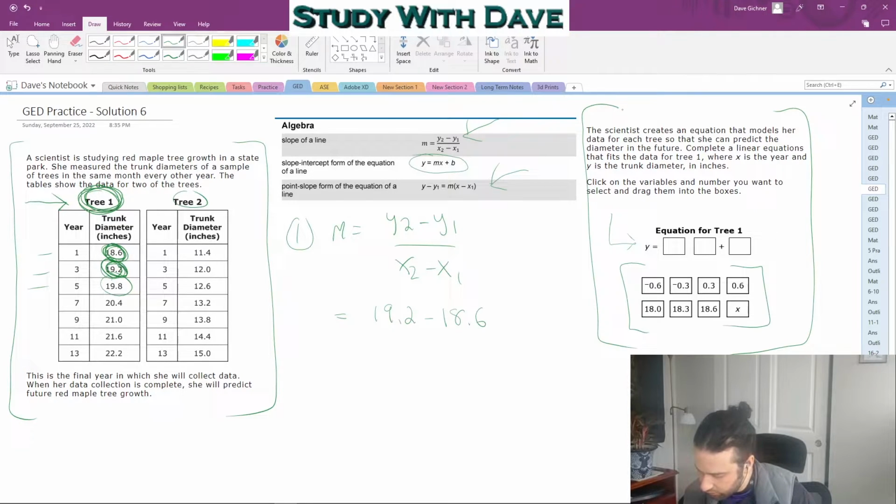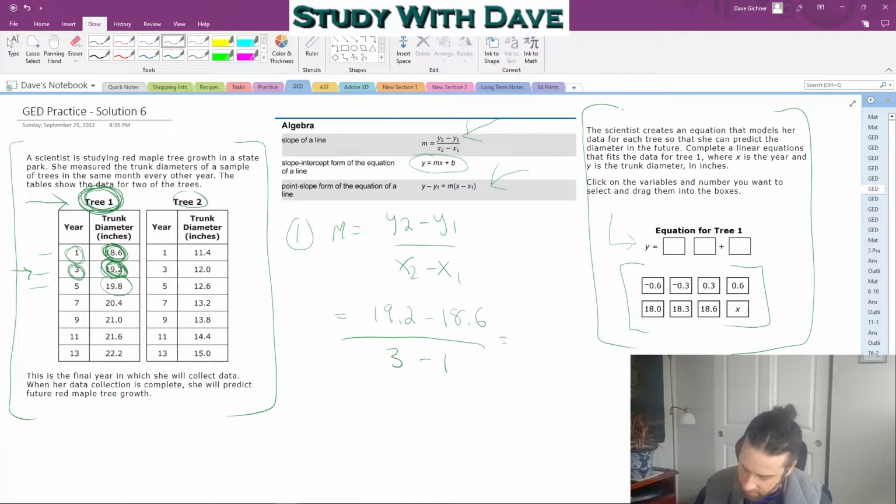So if y2 is 19.2, then x2 has to be 3. So x2 will be 3, x1 will be 1, over 3 minus 1. And that's going to be equal to, 19.2 minus 18.6 is just 0.6. 3 minus 1 is 2, so that's just going to be 2. Okay? And then slope is going to be equal to 0.6 over 2, which is just 0.3. So now we know m is 0.3.